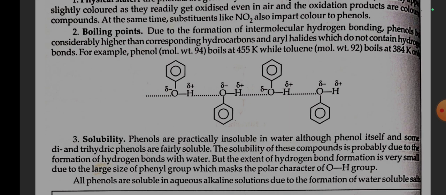Number 2. Boiling points. Due to the formation of intermolecular hydrogen bonding, phenols boil considerably higher than corresponding hydrocarbons and aryl halides, which do not contain hydrogen bonds. For example, phenol boils at 455 Kelvin while toluene boils at 384 Kelvin only.